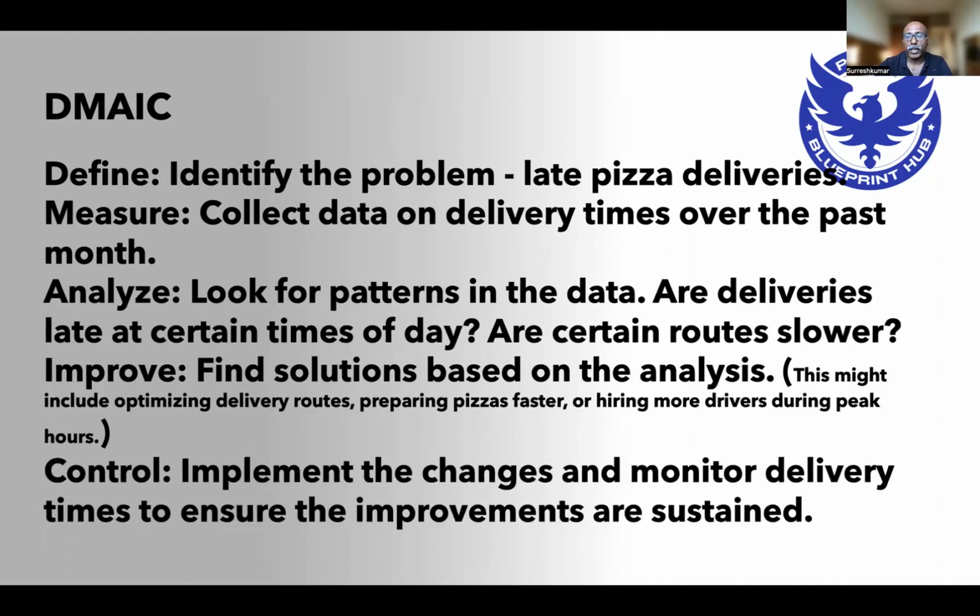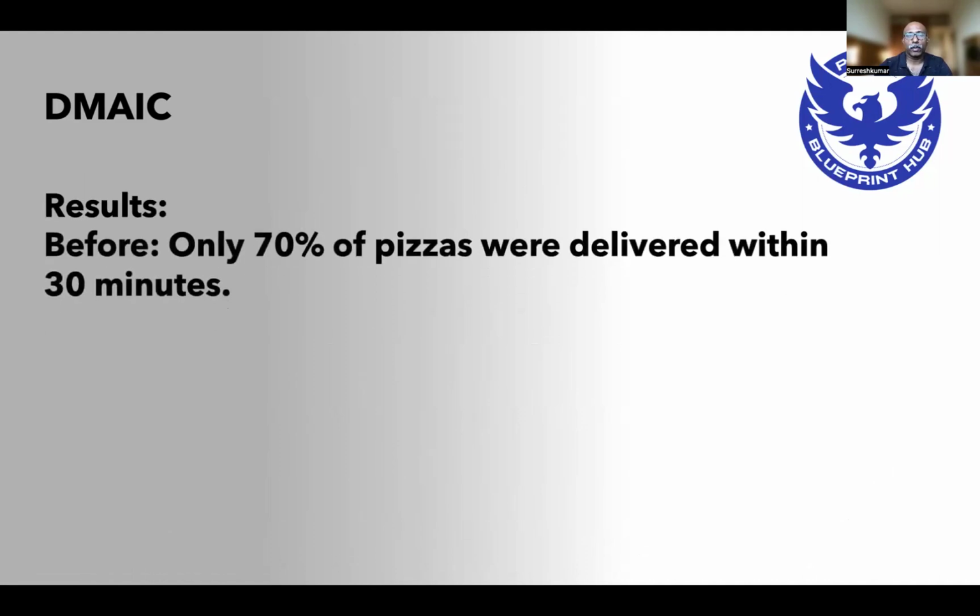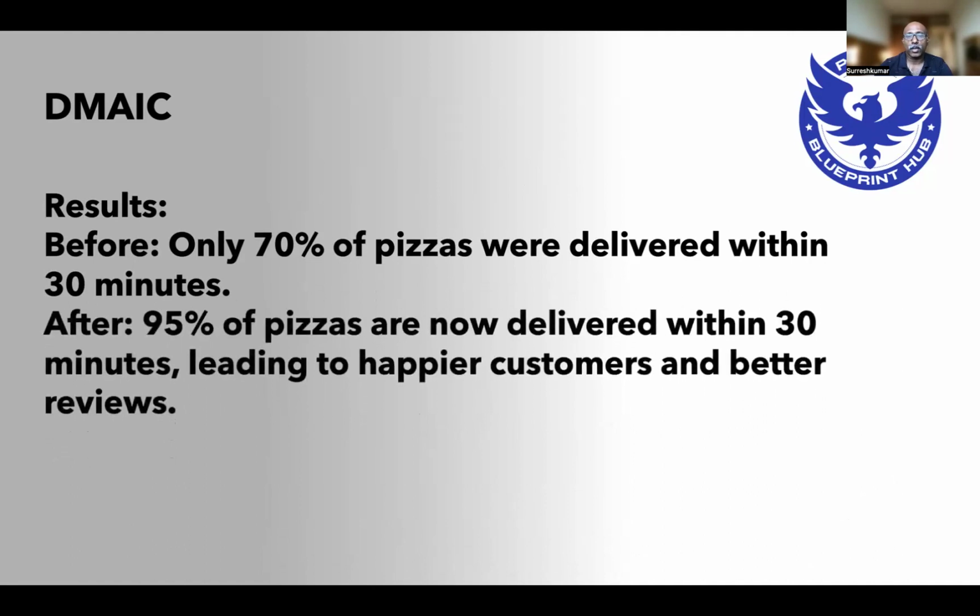And control: implement the changes and monitor the delivery times to ensure the improvements are sustained. The same process can be implemented in future too. Once it is implemented, we try to find out whether it is under control or still improving. The result: before, 70% of pizzas were delivered within 30 minutes. Now 95% are delivered within 30 minutes, leading to happier customers and better reviews. Naturally, if your services get better, you get more reviews, more customer feedback, and more customers.